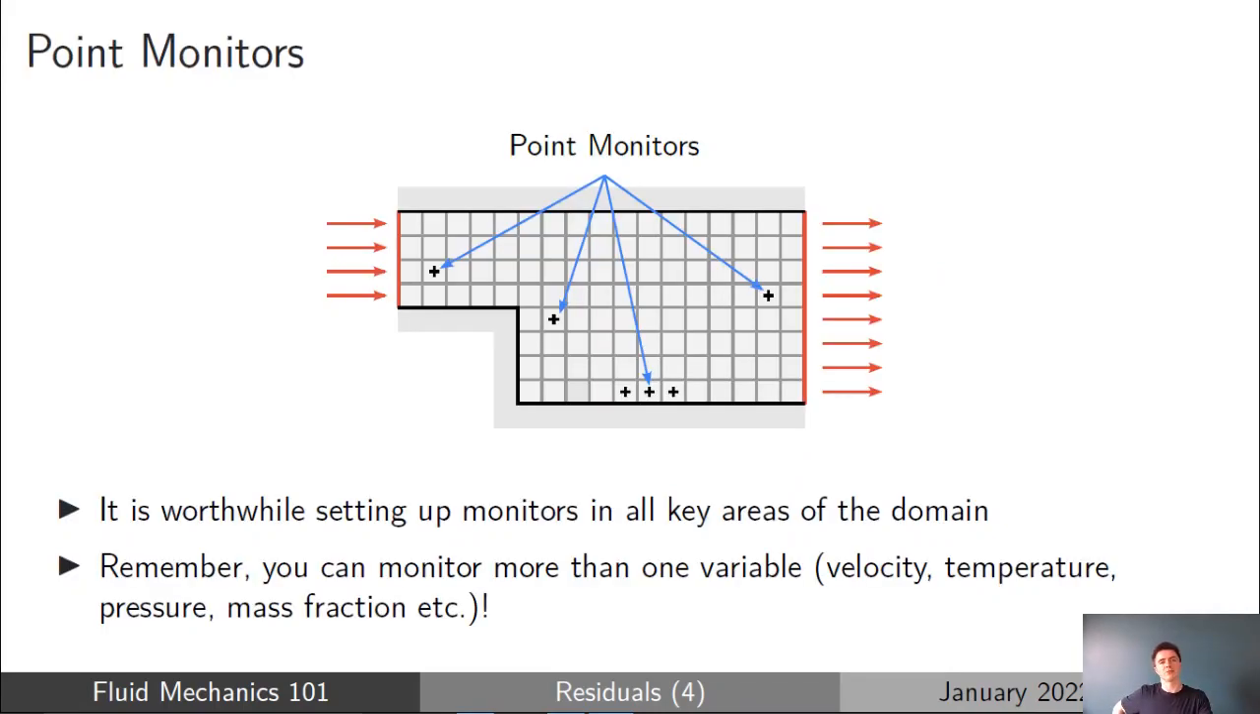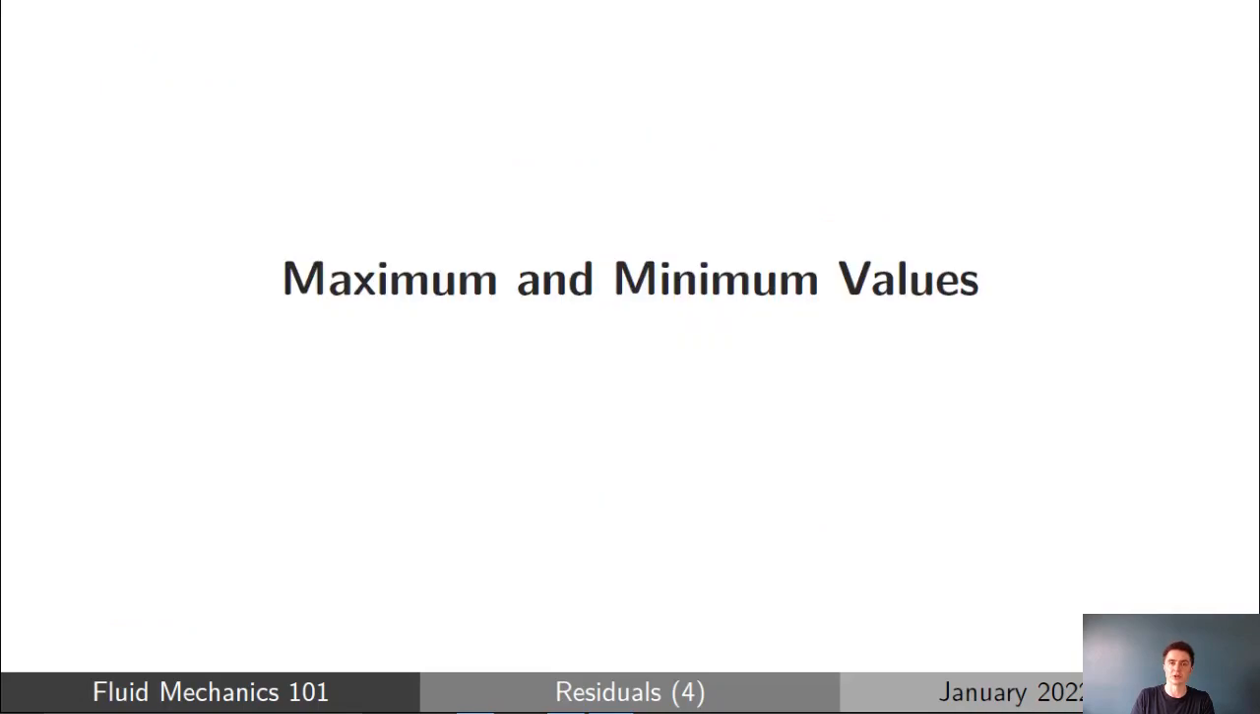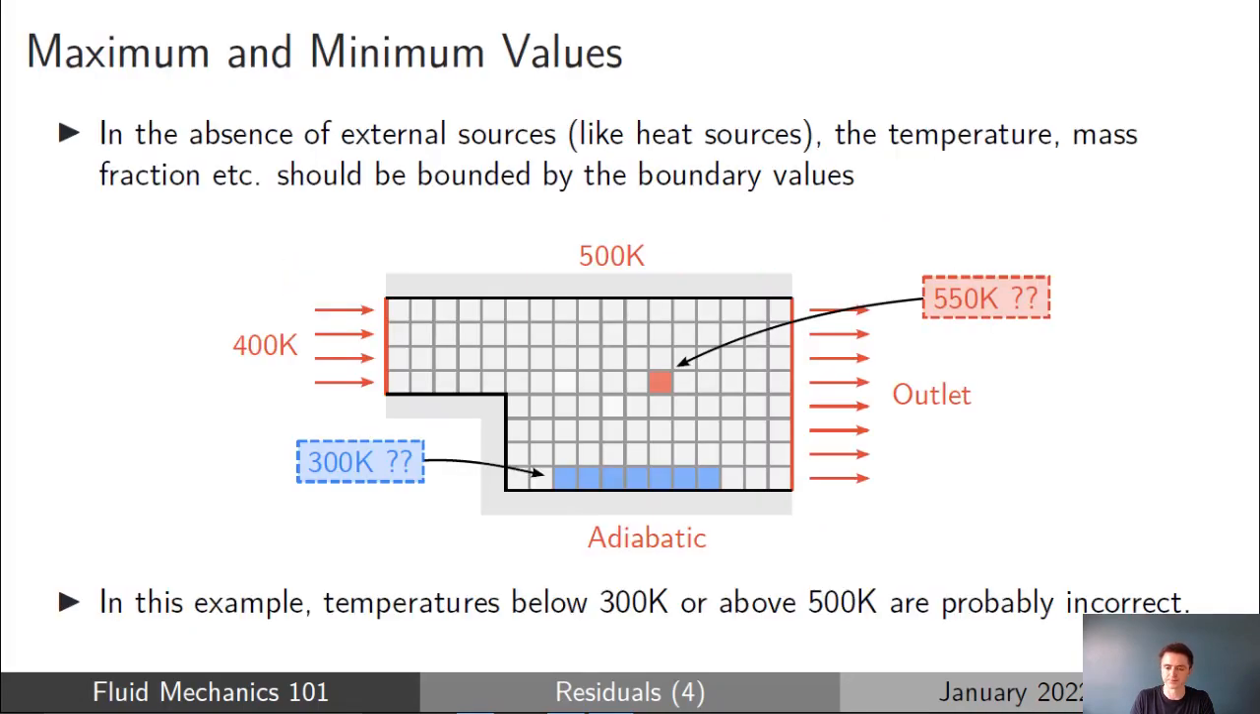Now, of course, a monitor is only a single value and it doesn't fully provide all the information you want. And so if you do see some flow feature that you're not sure about in the monitors, it may be represented in the residuals, you can always open up the post processor and have a look at the flow field itself using a contour plot to have an even closer look. All of these techniques are building up information that you can use to help assess your convergence.